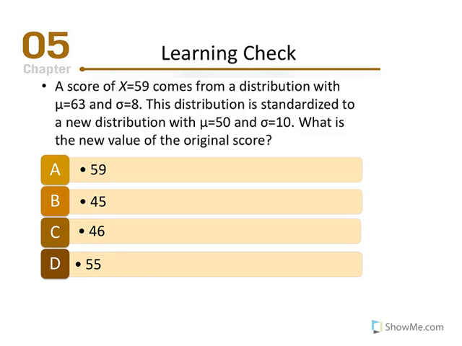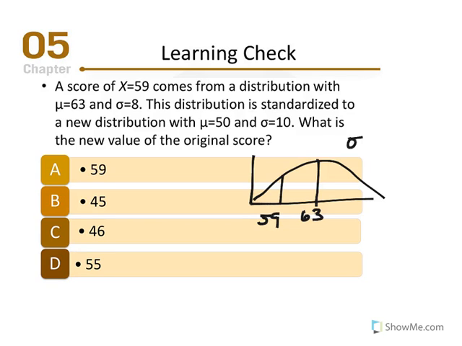And we'll end with a learning check to affirm our ability to convert a raw score into a z-score and then finally into a new x value from a standardized distribution. So, original score of 59 comes from a distribution with a mu of 63 and a standard deviation equal to 8. So let's just draw this out. We have original distribution mean of 63. The score of 59 is less than, so it'll be to the left. So we'll just place a score here of 59. And the original standard deviation is equal to 8 points.